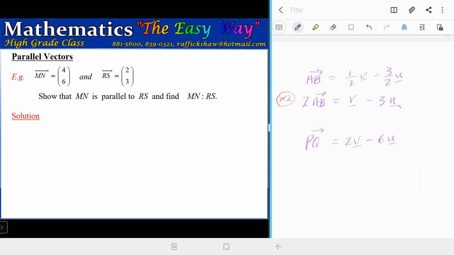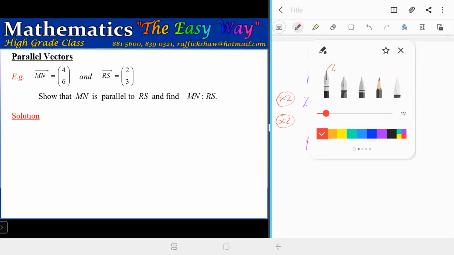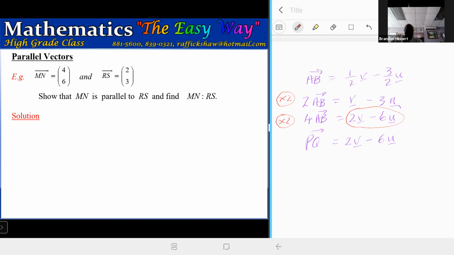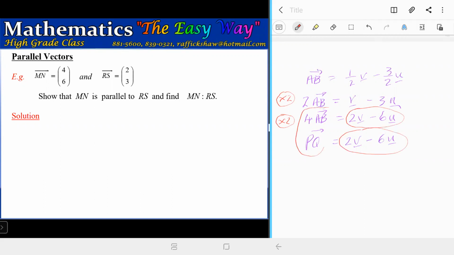So what do I multiply it by to make it equal the large one? Multiply by 2. Good. So if I multiply by 2 now, then it becomes 4AB equals 2V minus 6U. And what we have now is a case where they are equal. So this is equal to this, and this is also equal to this. So since both of them equal this, it means that these two now are equal.